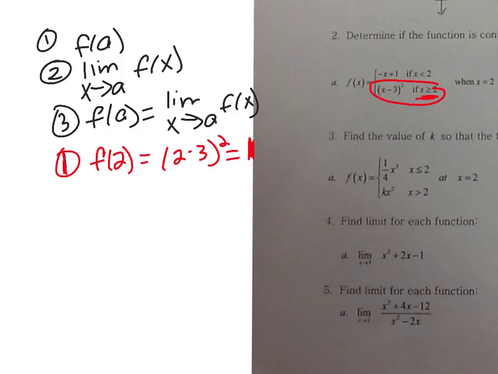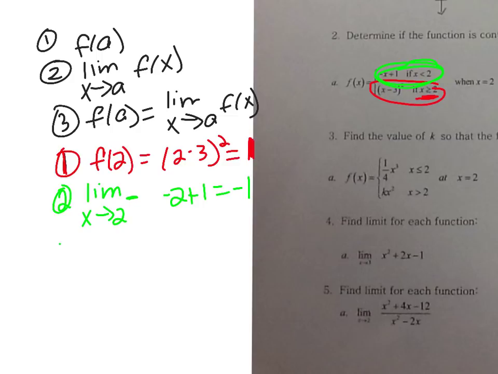All right, now I'm going to find the limit. So the limit as x approaches 2 from the left. Coming in from the left, it's going to be this one here, right? Because from the left means less than 2. So it's going to be 2 plus 1, that's 3.